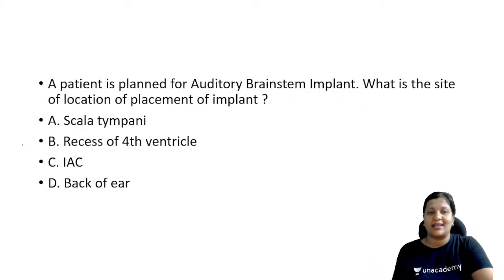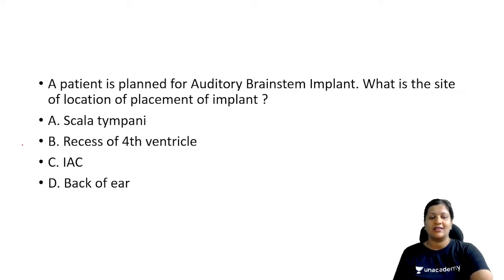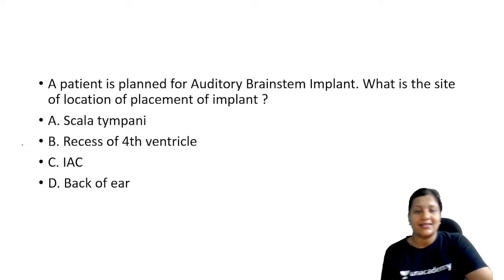Okay, now let's go to the next question. A patient is planned for auditory brainstem implant. What is the site for location of the placement of implant? Cochlea tympani, recess of the fourth ventricle, internal auditory canal, behind or back of the ear. Yes, Chandni, correct. You're right. Lakshmi, you're right. So that's the correct answer.